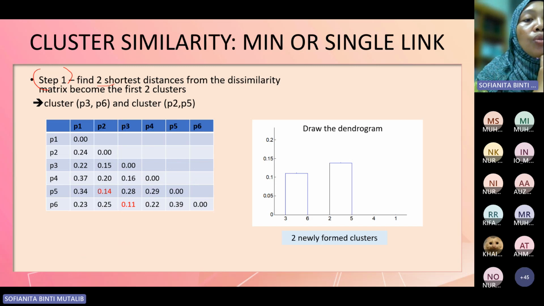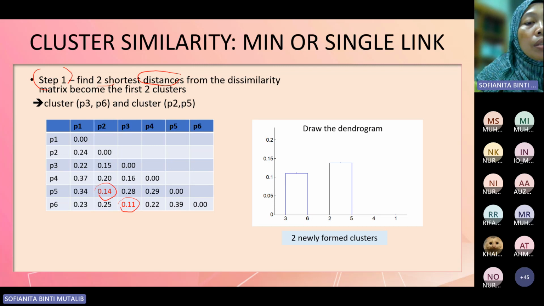Okay. Now, from here, step 1 is to find the two shortest distances. To find any of the combinations showing the lowest value. As you see, it has been highlighted over here in red font. So there are two lowest values here, which are 0.11 and 0.14.